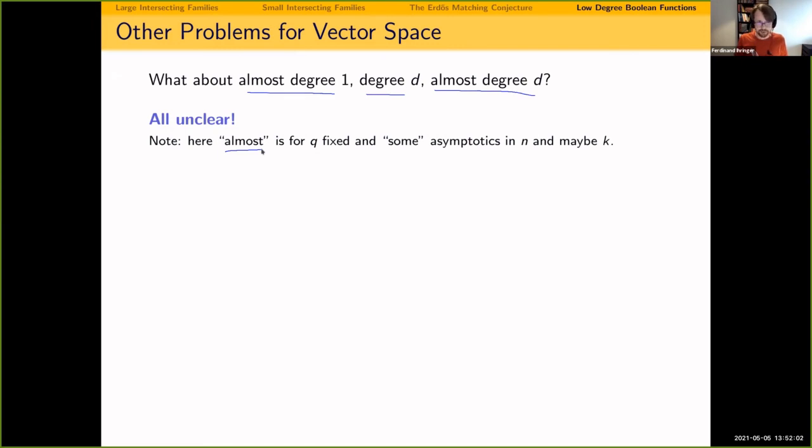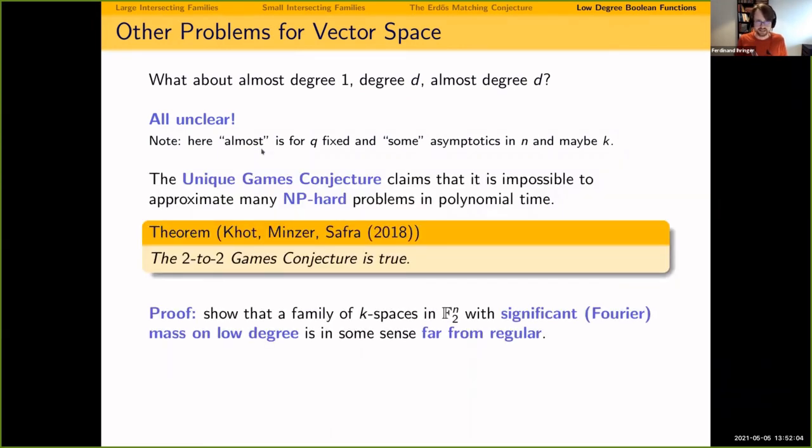But I want to conclude my talk with mentioning that investigating these things is interesting for other things. For example, not too long ago, there was a proof of the Unique Games conjecture, which is a conjecture that, don't ask me exactly what it is. I understood it once some time ago, but I always forget it again and again. It's something about approximating specific NP-hard problems, and not the Unique Games conjecture, but the 2-to-2 games conjecture was proven by Khot, Minzer and Safra.